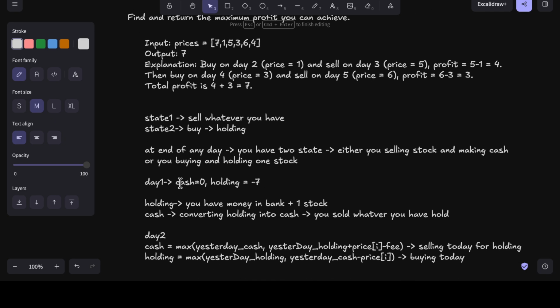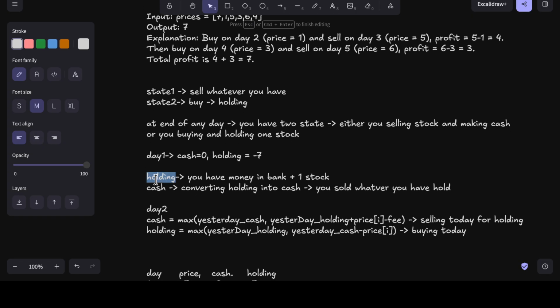So we need to maintain two variables, cash and holding. Cash tells you that you don't have any stock; whatever stock you had, you just sold it. Holding tells you that you have money in the bank, but you also have one stock in holding state. So I have defined the meaning of these two state variables: holding means you have money in the bank plus one stock, and cash means converting holding into cash, meaning you sold whatever you had in holding.